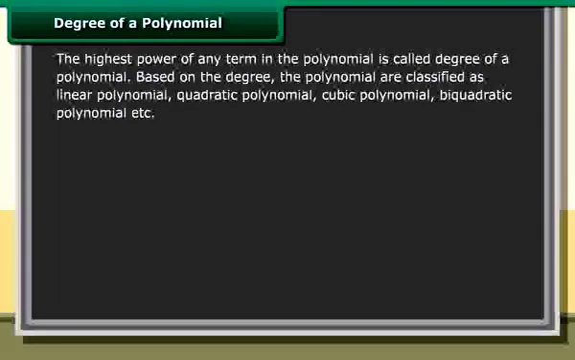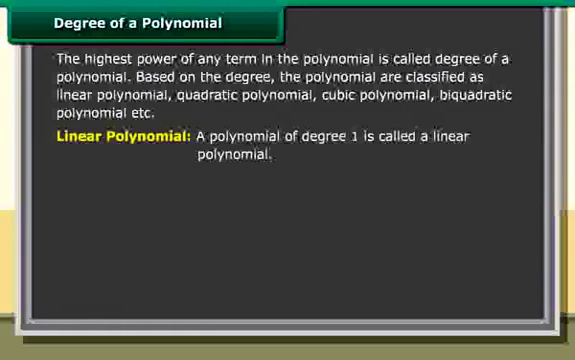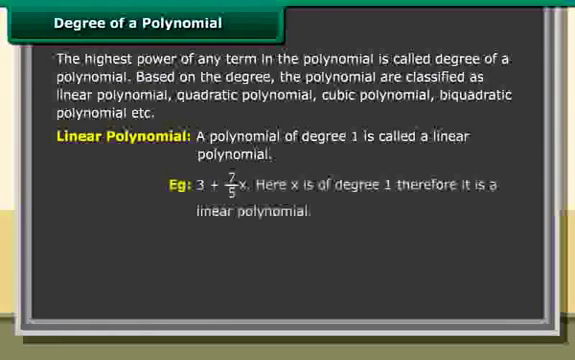Based on the degree, the polynomials are classified as linear polynomial, quadratic polynomial, cubic polynomial, biquadratic polynomial, etc. Linear polynomial. A polynomial of degree 1 is called a linear polynomial. Example, 3 plus 7 upon 5 x. Here x is of degree 1, therefore it is a linear polynomial.